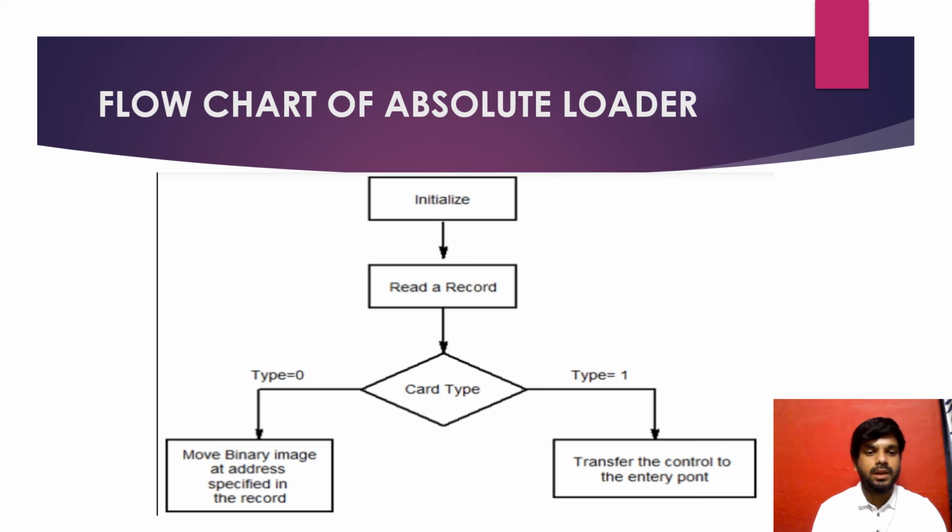So it goes to type 0. If it goes to type 0, it is a text card. Type 1 is for a transfer card. If it is type 0, move the binary image specified in the record. If type 1, transfer the control to the entry point.